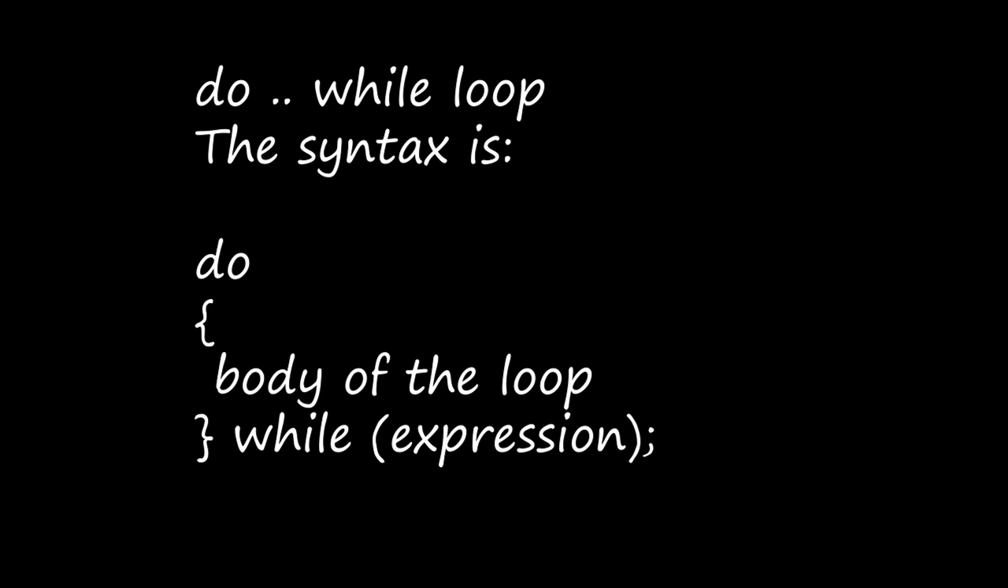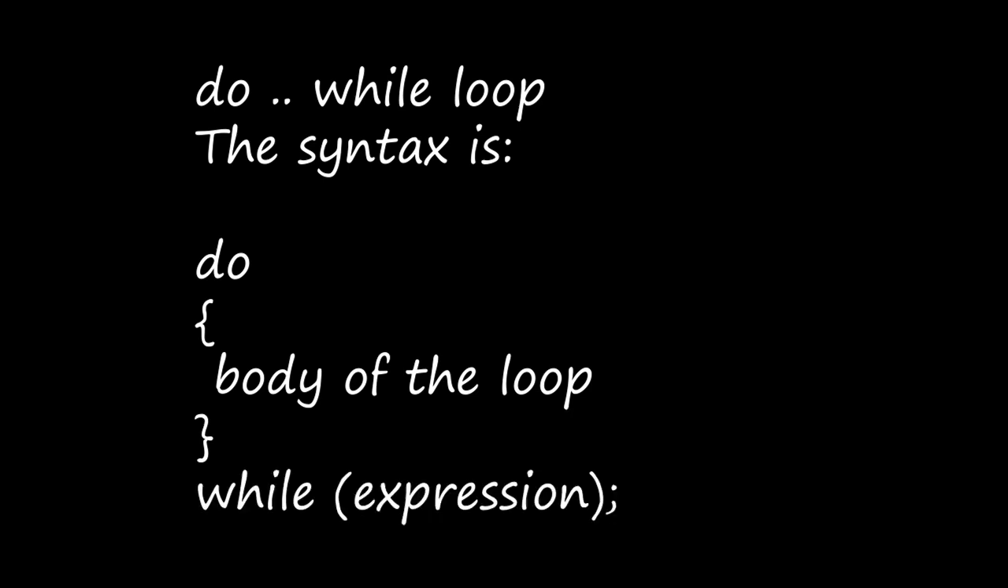So let's see the syntax for the do while loop first. Do, then inside braces we have the body of the loop. After the statements, at last we have while, and inside the brackets we have the expression or the condition, and that while line ends with a semicolon. Let's see an example for this do while loop.